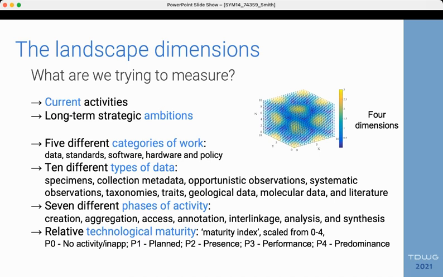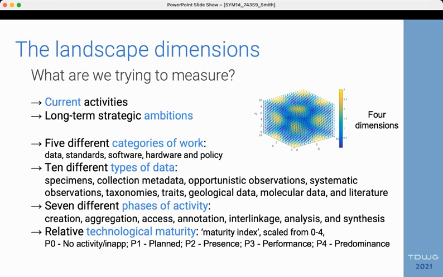So within this team, the first thing we did was really try to figure out what were the dimensions that we wanted to measure? And one important characteristic that came from the outset was we wanted to know not just what people are doing now, but where people want to be in terms of the development of their infrastructure. So what are their long-term strategic ambitions?